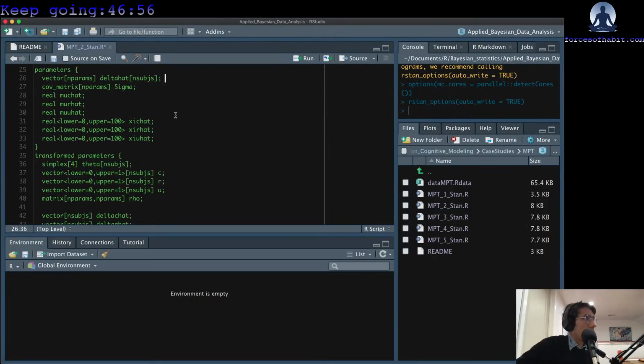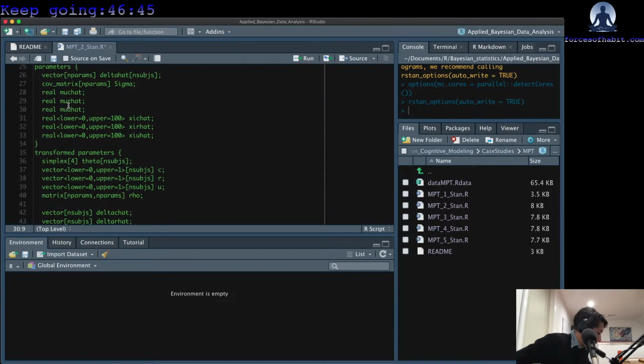All right, I just want to get through to run the code here. Covariance matrix, we call it sigma, and then these are real values. So real, keep in mind.